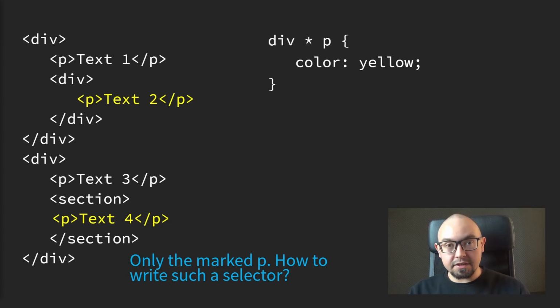Here we have the answer. Take the p tag, that is a descendant of any element, that is a descendant of a div tag. In this selector, we can substitute every element under the asterisk symbol. In the first example, it's a div tag that is a descendant of another div tag. In the second example, it's a section that is a descendant of a div tag.